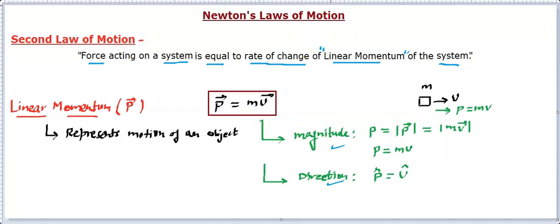And the next point that is important for any physical quantity that we know is the unit. What unit are we going to write for it? It's going to have the unit of mass as well as the unit of velocity. So you can write it as kg into meter per second.